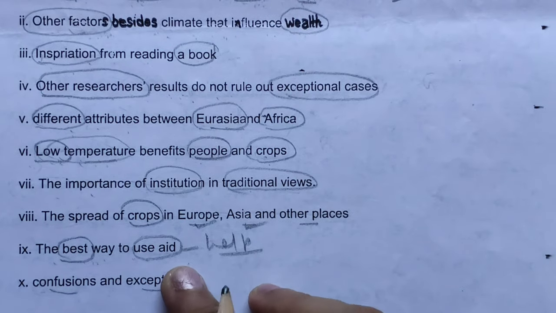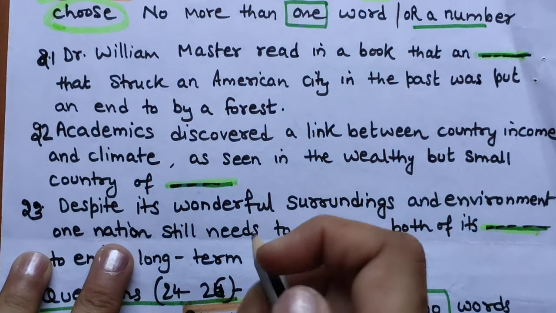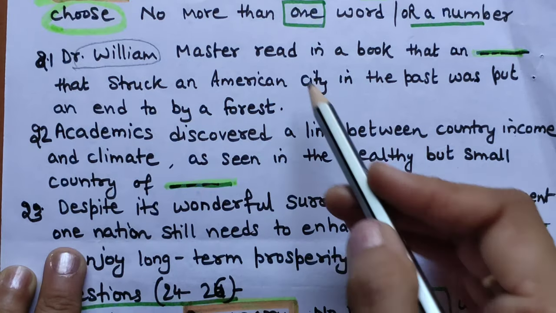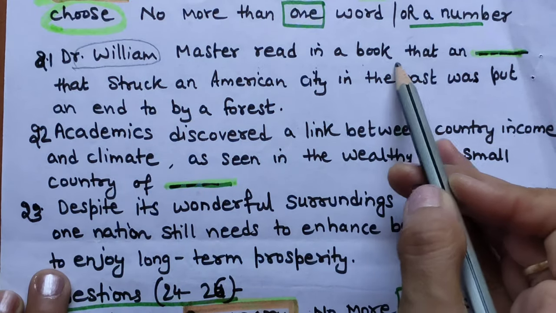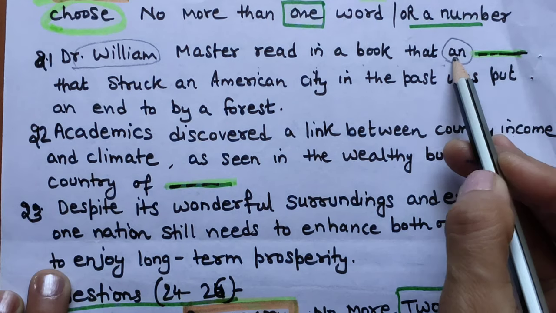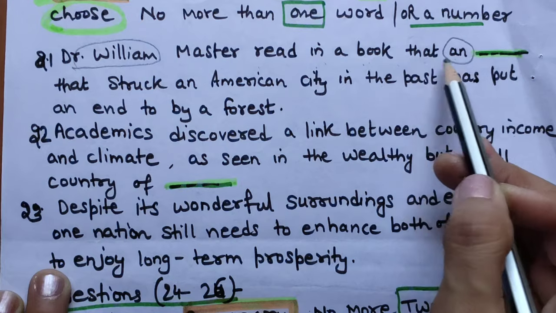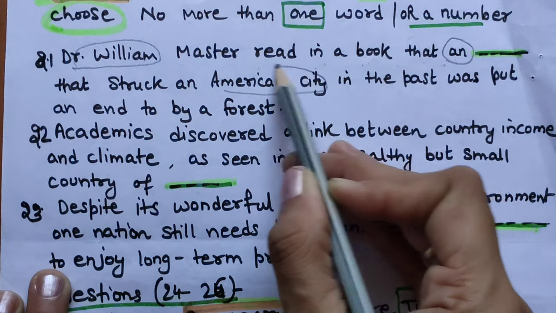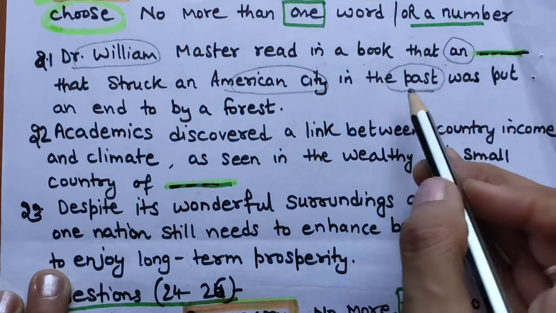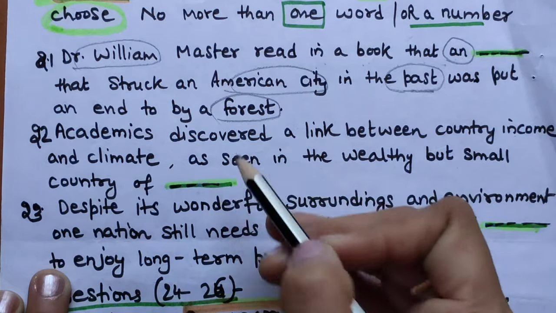Now another question I will take for keywords. So this is our fill in the blanks. Here I will just select Dr. William Masters, who read in a book that, and also, in fill in the blanks the words before and after are important. In a book that struck an American city in the past, like in old times, was put to an end by a forest.